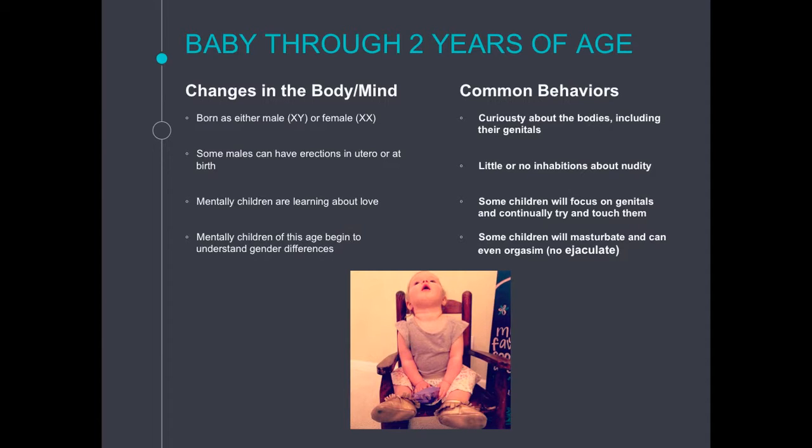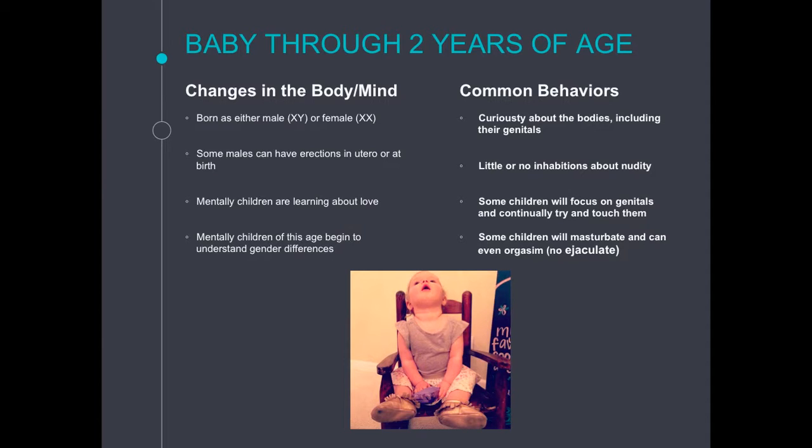The most important thing at this stage, though, is mentally, children are learning about love, and they learn about love through their interaction with their parents, grandparents, brothers and sisters, and it's about touch and nurturing and hugging and loving, and that's how they first get their understanding of being loved. Mentally, children of this age begin to understand gender differences, not in the common way that you and I understand them, but they know mommy gives milk and daddy doesn't give milk. My daughter, again, 18 months old now, calls every boy dada or grandpa, and calls every girl mama or nani. She doesn't quite understand the differences, but she knows there's a difference.